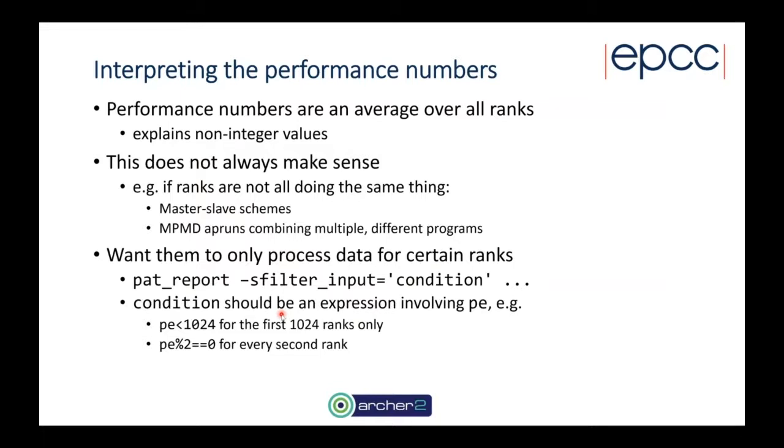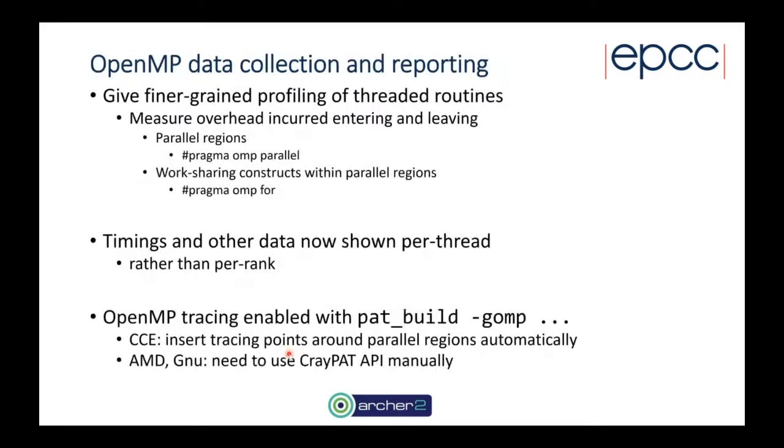Now, CrayPat is designed for parallel profiling, so you're going to be running across a bunch of threads or a bunch of processes. Performance numbers that it shows you in its summary output are averaged over all ranks. But you may not want that, because you may have a setup where you have a controller and a bunch of workers, or multiple programs, multiple data runs, and you may want to split it out so you don't get all the processes' data in there. So you can use pat_report and -s filter and say, look, I only want all the processes with IDs of less than 1024, or I want all the even number processes, and it will give you that kind of data.